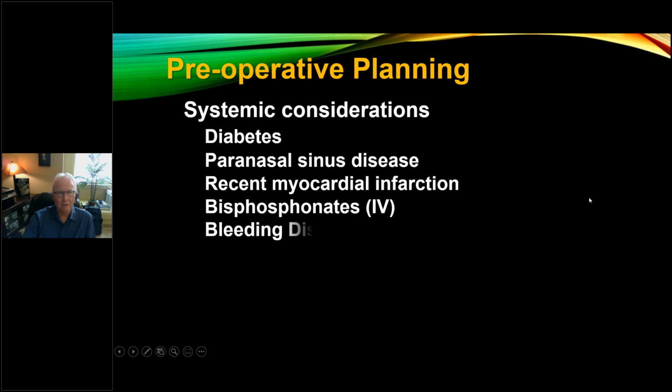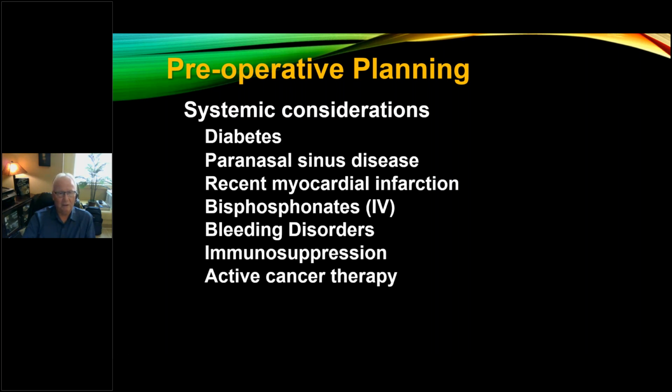So under the systemic things, okay, if you look at all of this, diabetes, very common, 40 million diagnosed diabetics and probably another 80 million pre-diabetic. Knowledge of paranasal sinus diseases, and you're placing implants in the maxilla, so you have to know a lot more about the maxillary sinus and then its relation to the other sinuses.